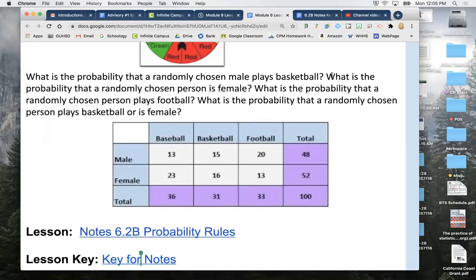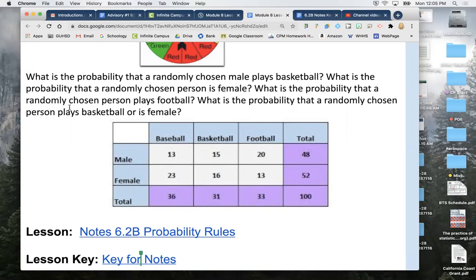Okay, next one. What is the probability that a randomly chosen person is female? Well, that would mean a randomly chosen person, okay? There are 100 people in this study, 48 males, 52 females. So there are 100 of them. What is the probability that a randomly chosen person is female? Well, that would be the 52 out of the 100 total.